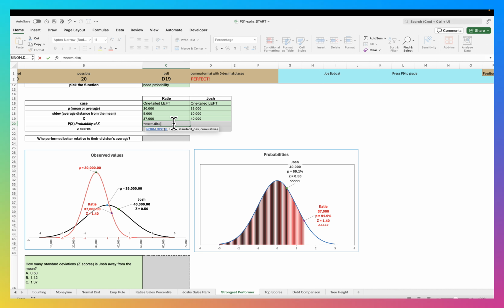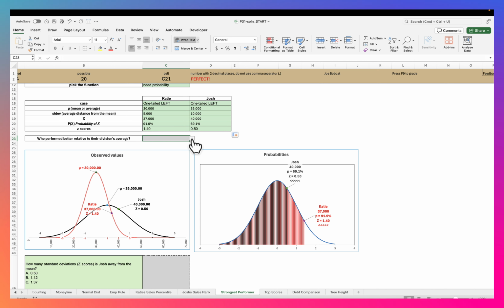So it's norm.dist, x, mean, standard deviation, true. There's Katie. There's Josh. And the z-score equals x minus mean divided by standard deviation. And so who performed better relative to their division's average? It's Katie, because she's in a higher percentile.